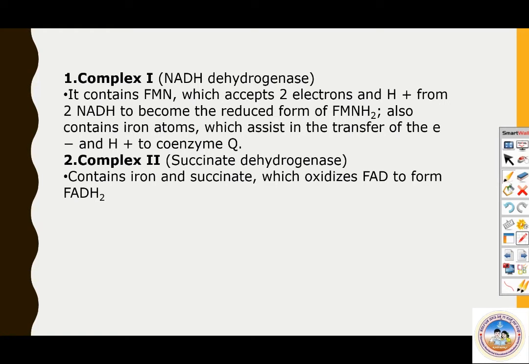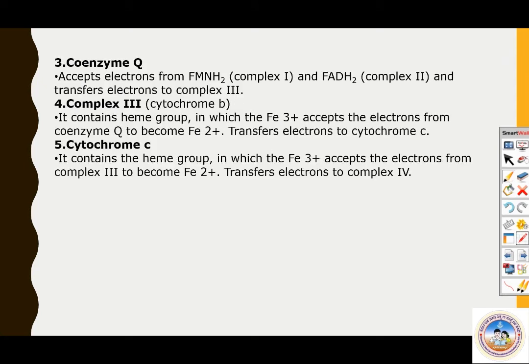Now, complex 2, what does it contain? Succinate dehydrogenase. It contains iron and succinate, which oxidizes FAD to FADH2. Okay. Now, the third one is coenzyme Q. It accepts electrons from FMNH2 and FADH2 and transfers electrons to complex 3.